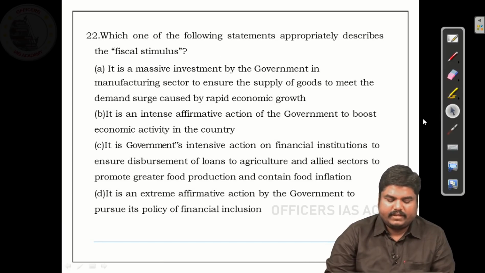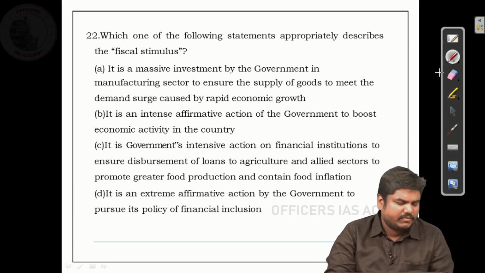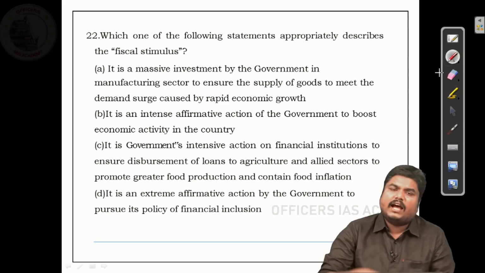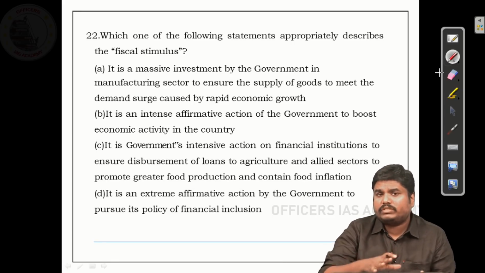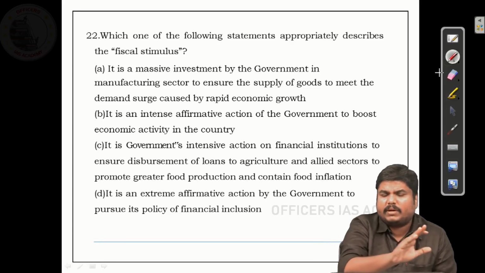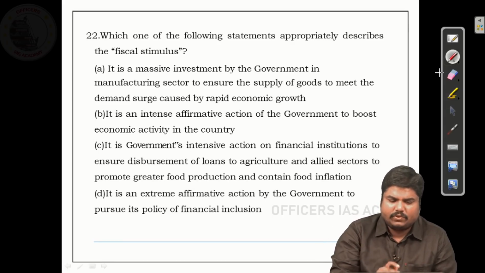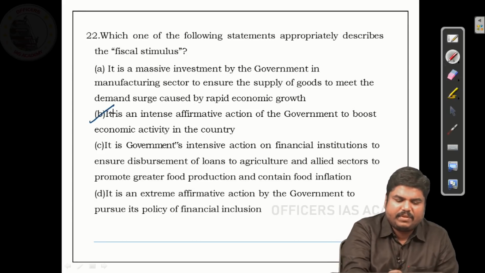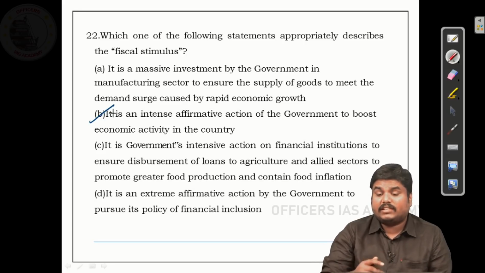Right. 22nd question. Which one of the following statements appropriately describes the fiscal stimulus? Fiscal stimulus is an affirmative action made by the government to boost the economy as a whole, not particularly a sector, to boost the economic activity as a whole in the country. So, here the answer is going to be B. It is an intense affirmative action of government to boost the economic activity in the country as a whole.